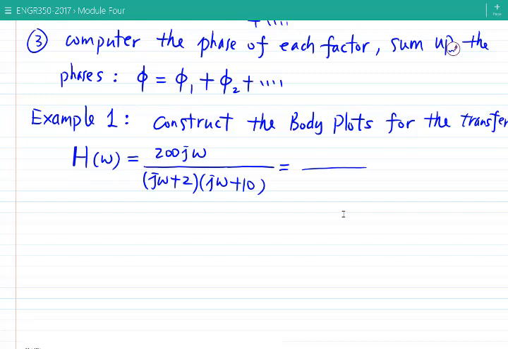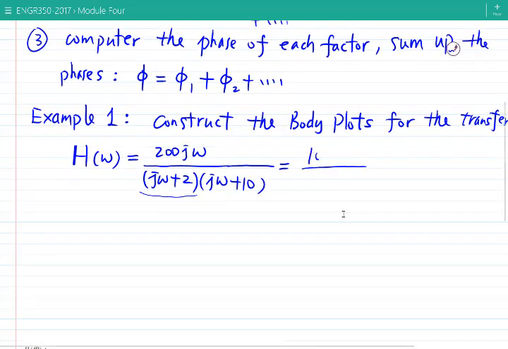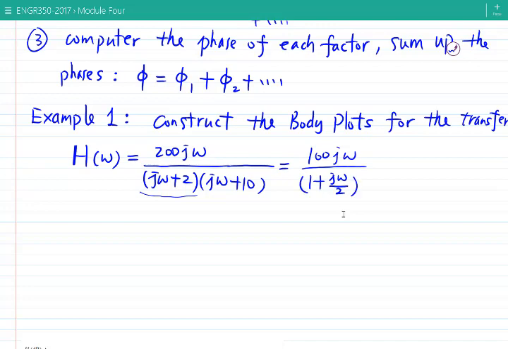For the first term, we divide by 2 in the numerator and denominator. So we have 100 j omega over 1 plus j omega over 2. So we make the zero order term to be 1. For the second one, the zero order term is also not 1, so we have to make it 1. That means we divide by 10 in the numerator and the denominator.